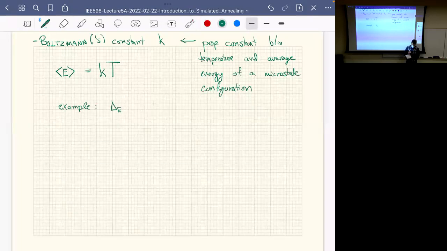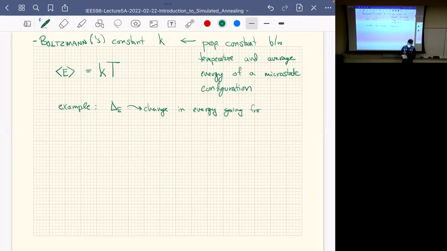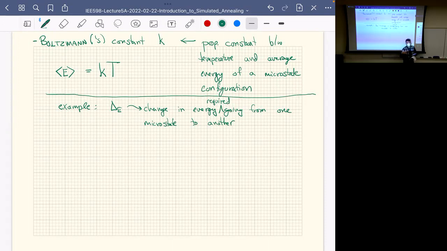which is the change in energy going from one microstate to another. So this is how much is required. So I could say change in energy, I could even put maybe required up here. And because I've written this all in green, maybe I'll put a little box around this. And so that's how much energy is required. That's the cost of the jump.